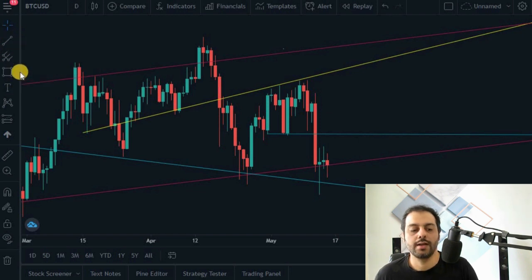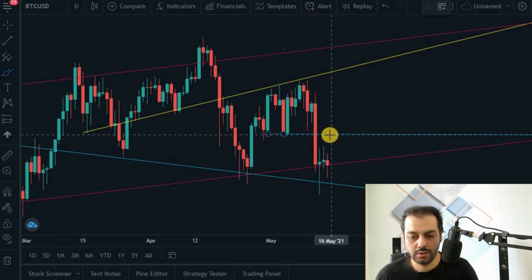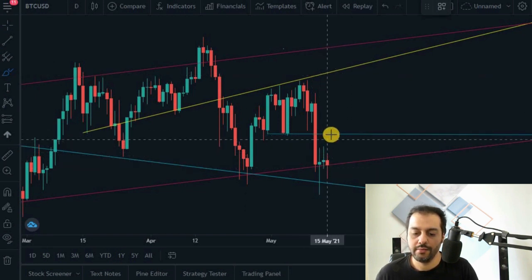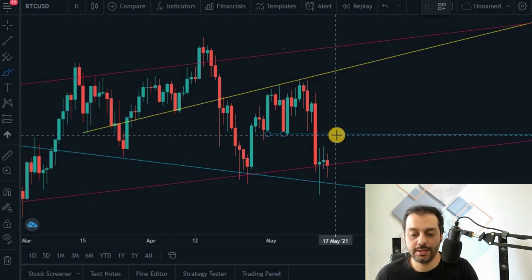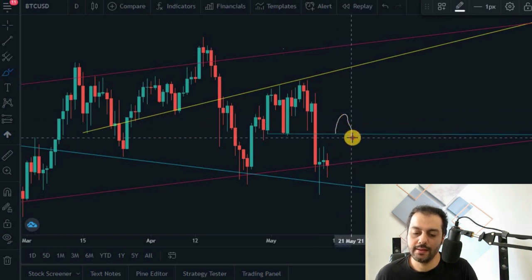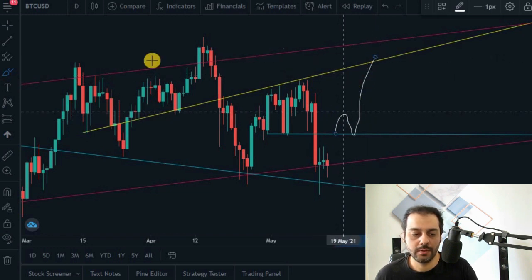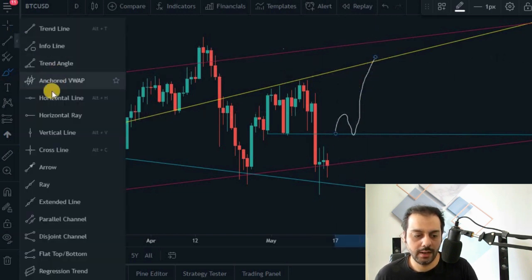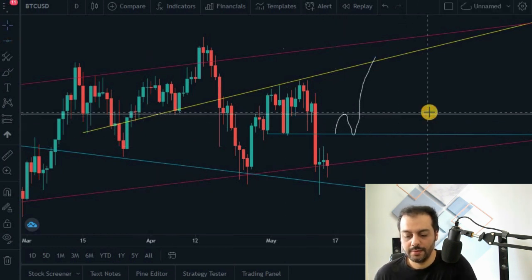Let me use this tool to show you how. If the price breaks the resistance here, we might see something like this, and then you can enter the market after breaking this high, for example. This is one scenario.